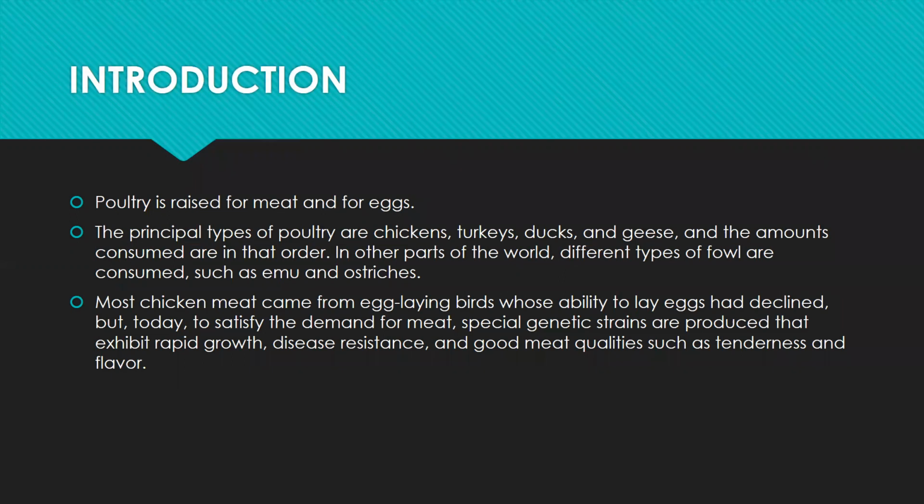Initially, most chicken meat came from egg-laying birds whose ability to lay eggs had declined. But today, because of the increasing demand for meat, specific genetic strains are produced which exhibit rapid growth, disease resistance, and good meat qualities such as tenderness and flavor.